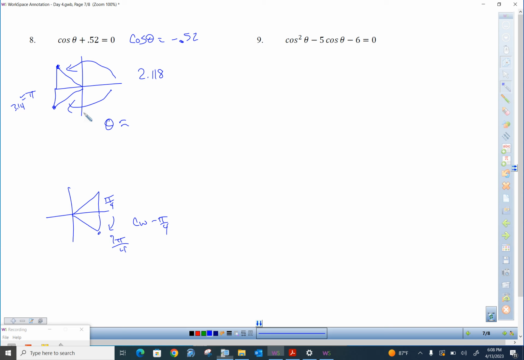Okay? If we're dealing with cosine, you're going to have symmetry up and down, which means clockwise and counterclockwise are the same. That's our opposite theorem. And with that, we can save some time writing our second answer, because we can just go plus or minus the same direction. So we've got 2.118 plus 2 pi n. And then going the other direction, same size, not same direction, we can just go negative.